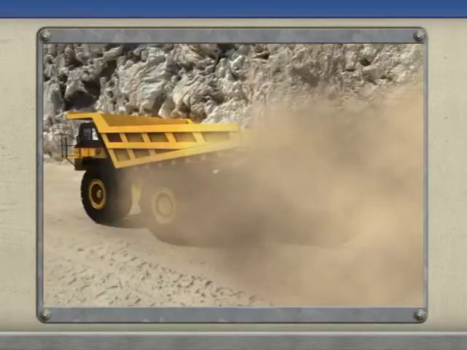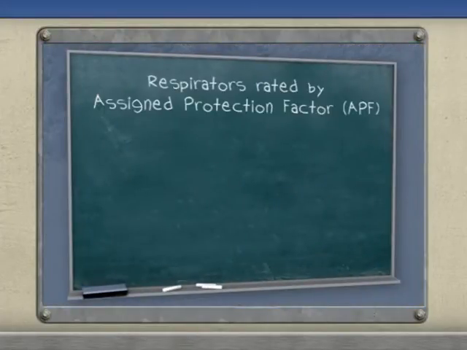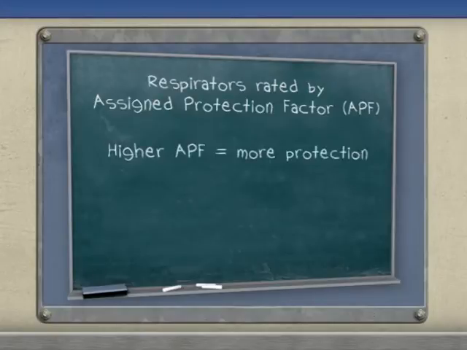Employers must assess the hazards in a workplace and then select a respirator that will reduce or eliminate the hazard to levels considered safe. To help employers do that, respirators are rated by an assigned protection factor, or APF. The APF measures how much protection the respirator provides. The higher the APF, the more protection the respirator provides.